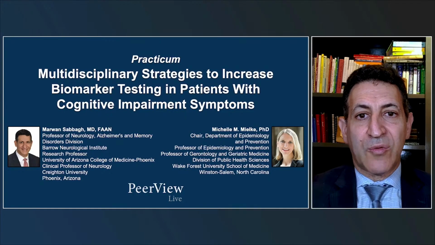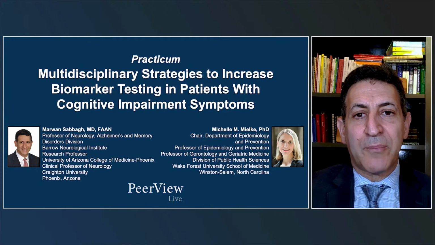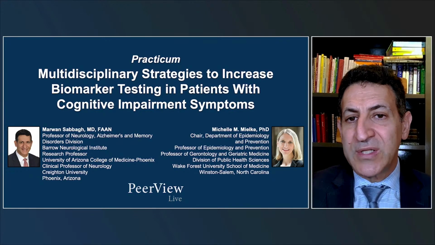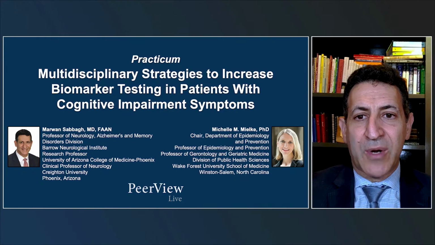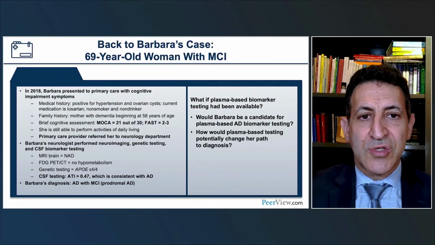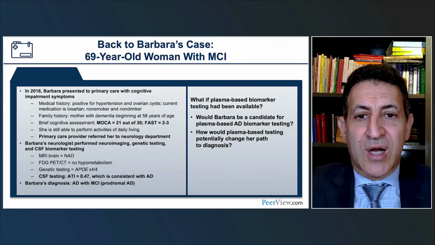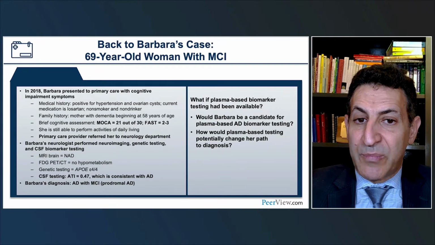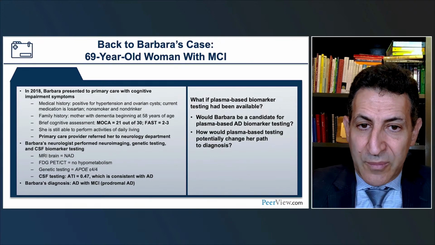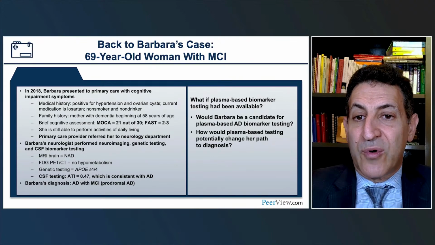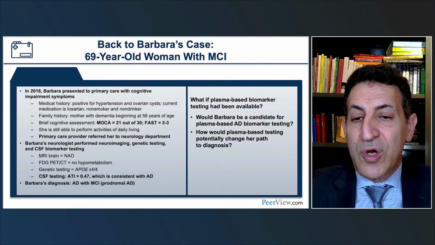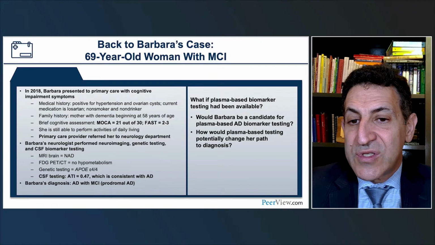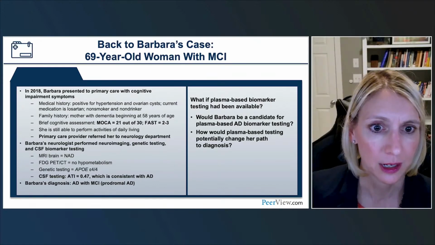Yeah. We're going to wrap things up here in a little while, but I wanted to talk about the multidisciplinary strategies to increase biomarker testing in patients with cognitive impairment symptoms. So this is our patient that we had talked about, Barbara, who has mild cognitive impairment. CSF is confirmed, and ApoE4 homozygote. Now, would you have considered plasma testing here?